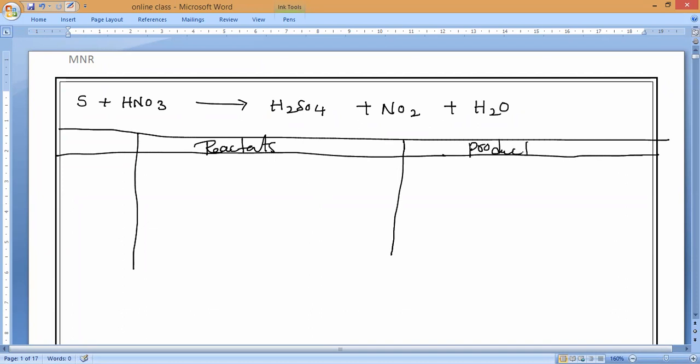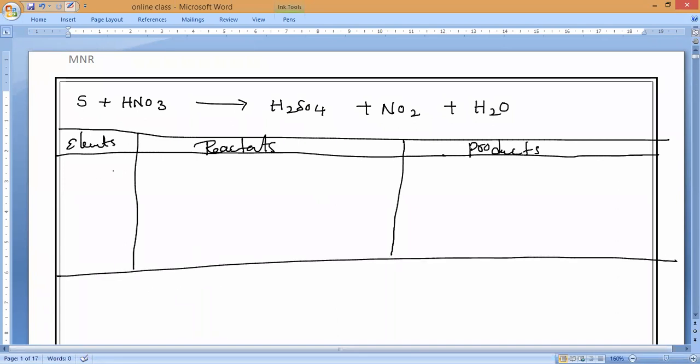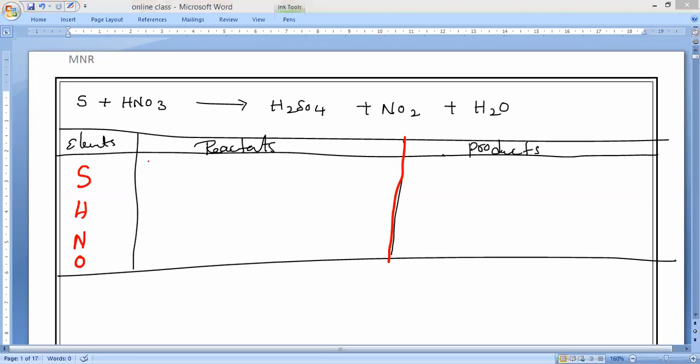So in this equation, we have reactants and products, and here the names of the elements will come. What is the name of the elements, guys? Sulfur. Next one, hydrogen. Next, nitrogen. Next, oxygen. That is the first thing. Clear, everybody?